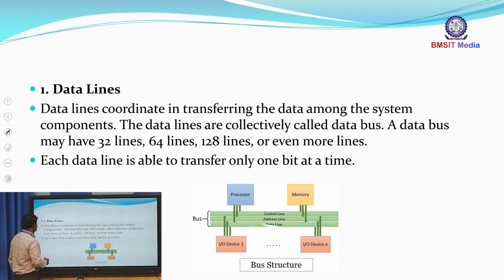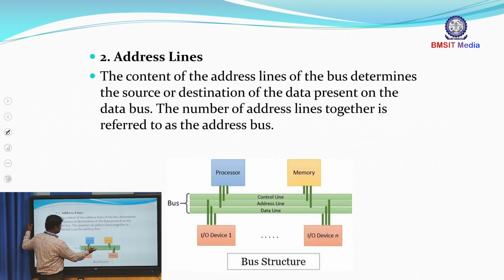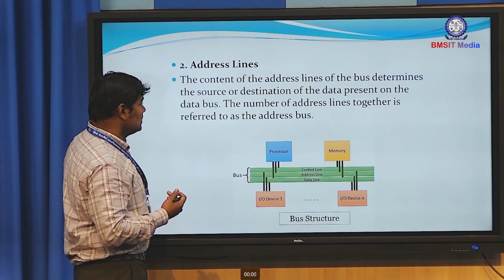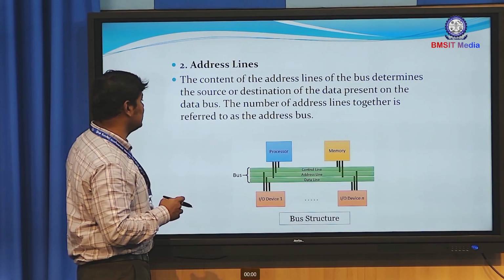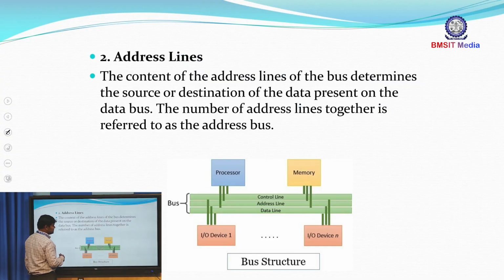The second one is the address line. The content of the address lines of the bus determines the source or destination of the data present on the data bus. The number of address lines together is referred to as the address bus. So this is the second one, the address bus.